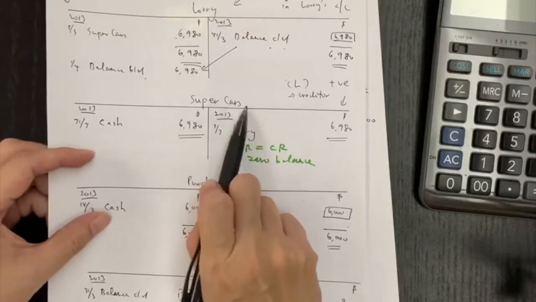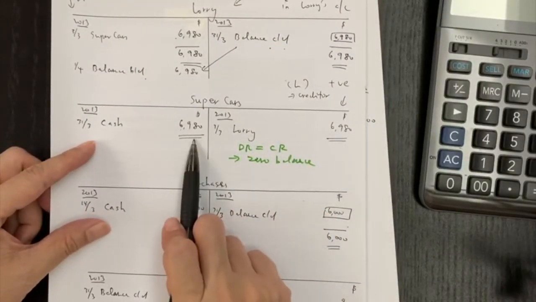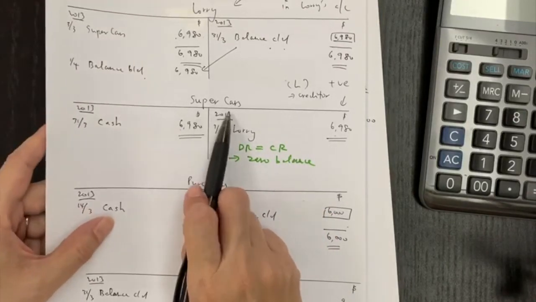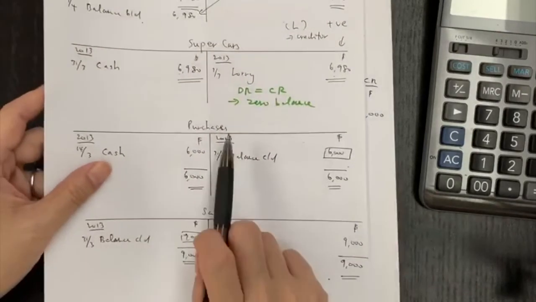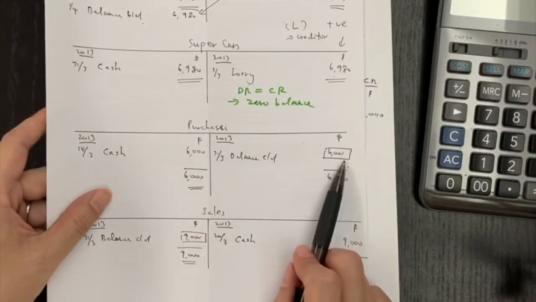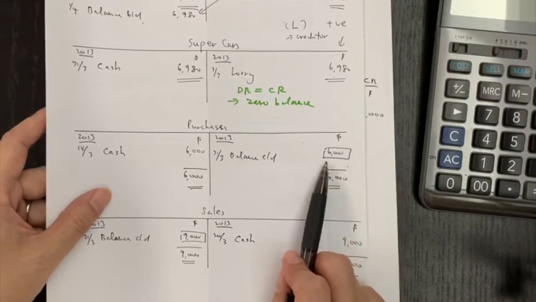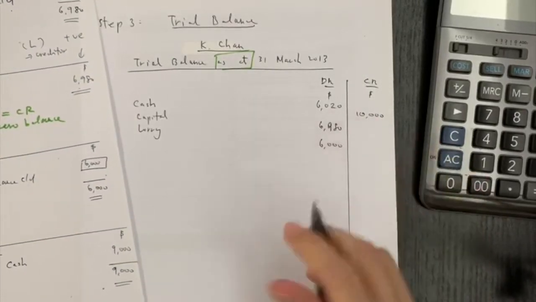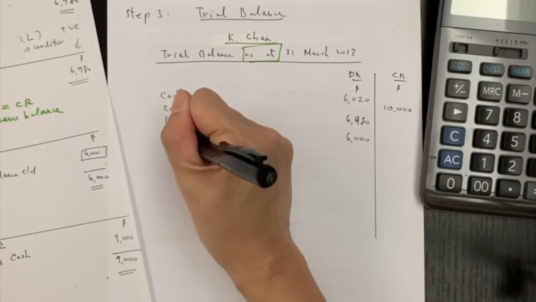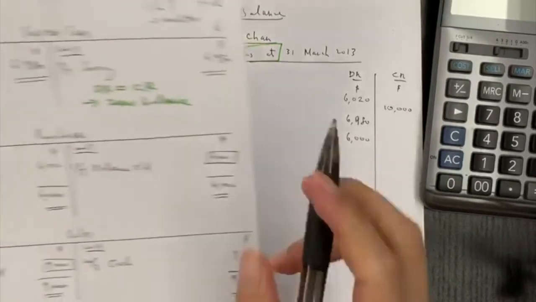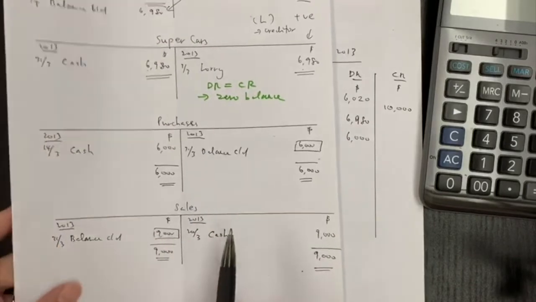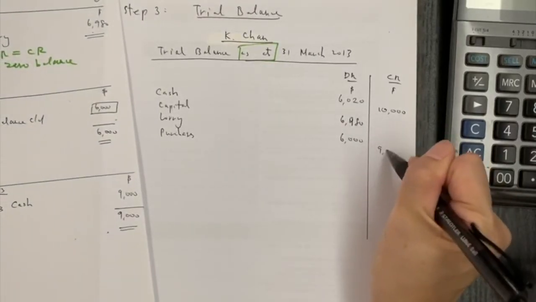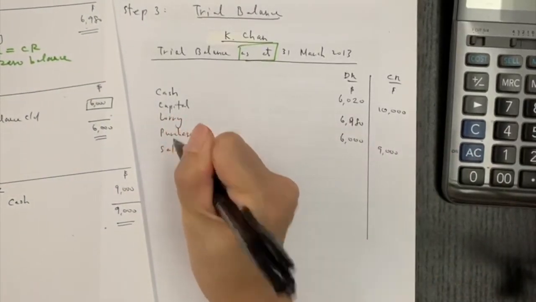Okay, and supercars. Okay, no closing balance because debit side is the same as credit side, 0 balance, so we don't bother to put supercar in the trial balance. Next, purchases. Even though this is the closing balance on the smaller side, actually it is a debit item, right? Purchases always on the debit side, so I have this 6,000, and this is my purchases. Okay, and what about sales? Sales is a credit item, so I have this 9,000 on credit side because of sales.